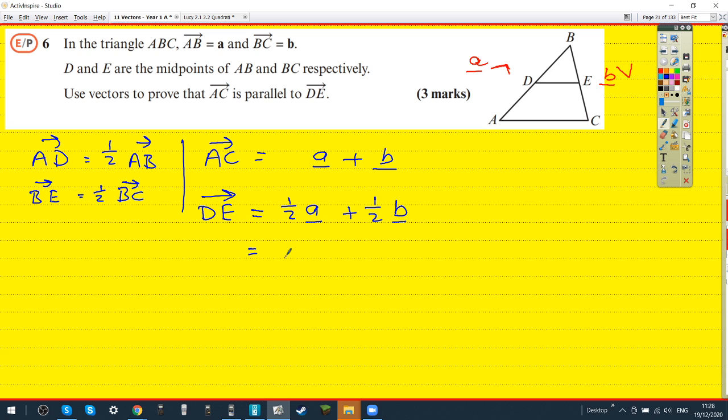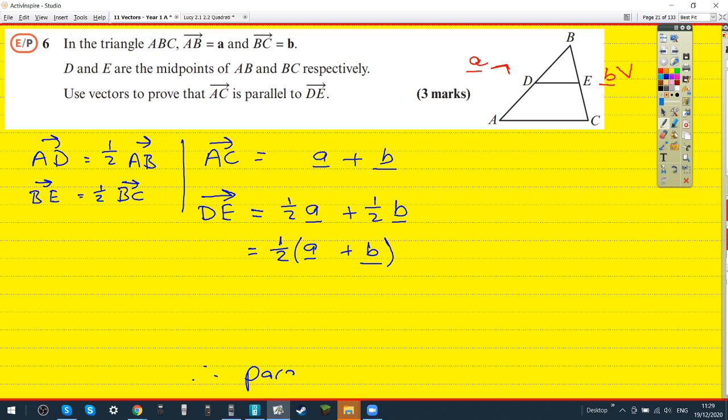Would you factorize out a half? Yep. So it'd be a half, brackets A plus B. And then for the other one you could factorize out 1. Same thing, just A plus B. And so what is the relationship between AC and DE? Therefore AC and DE are parallel to each other.